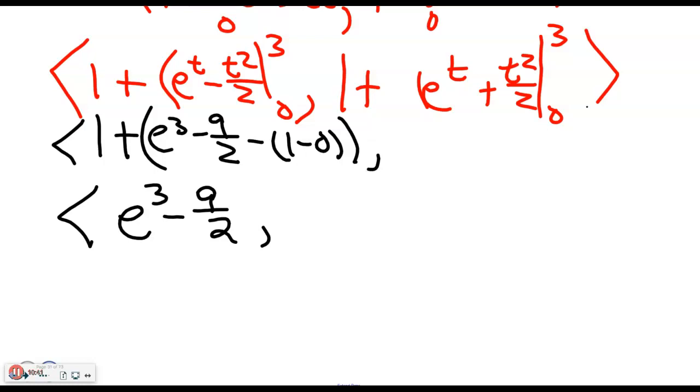And then what do we get for the y? E cubed plus 9 halves? Yes. And we're nodding. And I guess it would, because it's the same. Yeah. So e cubed plus 9 over 2.